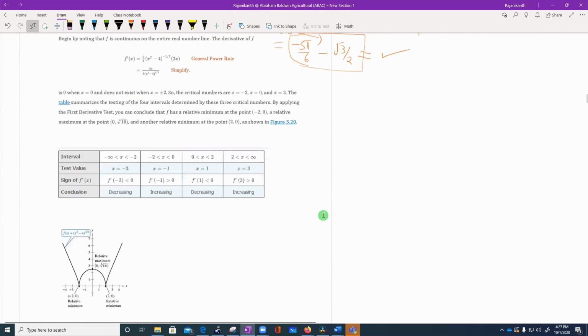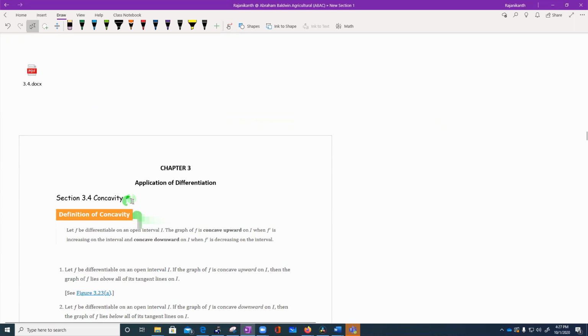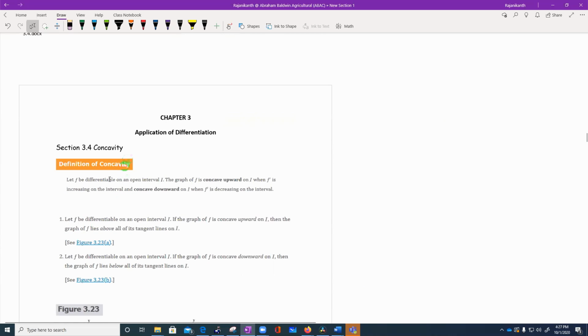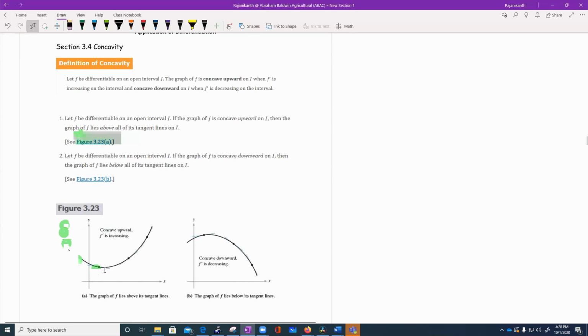Let's move on to the next one, 3.0. This is about identifying concavity of the graph. What is the definition of concavity? If you read here, a concave up function is always facing upwards like a cup, right? If the curve is facing upwards, we call that concave upward. If the function is facing down, then we call it concave downward.